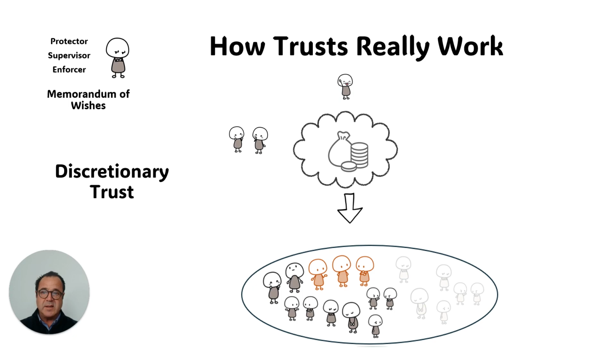So our goal is the same as it was last time. We want to give one third to each of the girls, but we're doing it in this much richer, much more flexible way, and in a way that is much more difficult for anybody to attack. Anybody from the outside and anybody from the inside. And that is a discretionary trust.